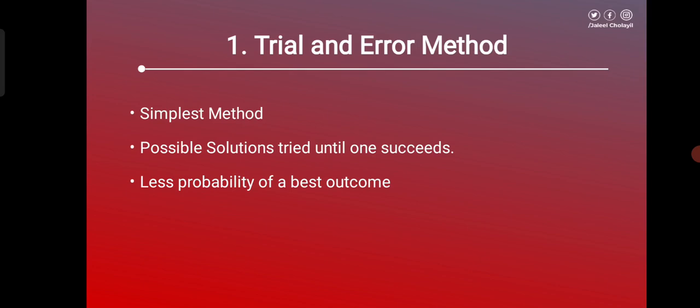There is a problem in this method: there is a low probability of the best outcome. We can't guarantee that this would be the best outcome for the problem. We choose a solution that we find is good for this kind of problem, or that may work in this situation, and only like that we may not get the best outcome. So this is the trial and error method.